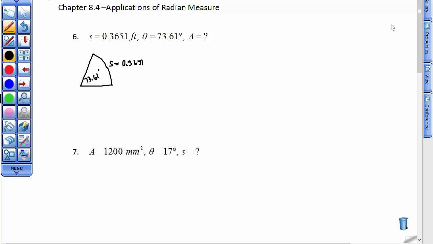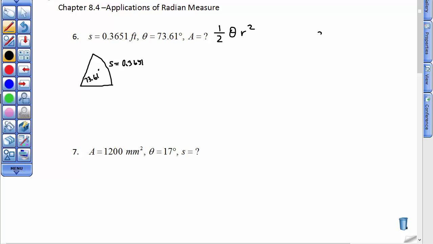Okay, let's say that I was given the arc length S and I was given the angle theta that we pass through of 73 degrees, and I want to find the area of that piece of pie. Well, the formula for area is 1/2 theta times the radius squared. They didn't give me the radius. They gave me theta and S. So what am I going to do?